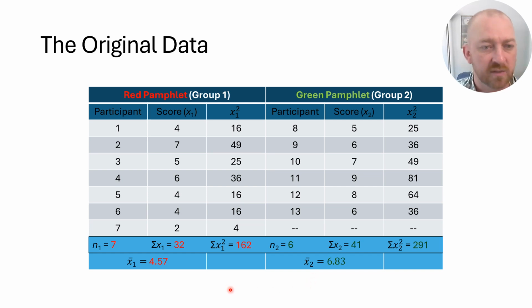So we did this several videos ago, right? The red pamphlet group had a mean of 4.57 points on the fire safety quiz score, and the green pamphlet group had a mean of 6.83 on average on that fire safety quiz score. 6.83 is of course larger than 4.57. I already knew that. However, the t-test showed us that not only is it higher, it's statistically significantly higher. In other words, it's meaningfully higher. This is not an accidental difference, for example, is a nice way to think about that.